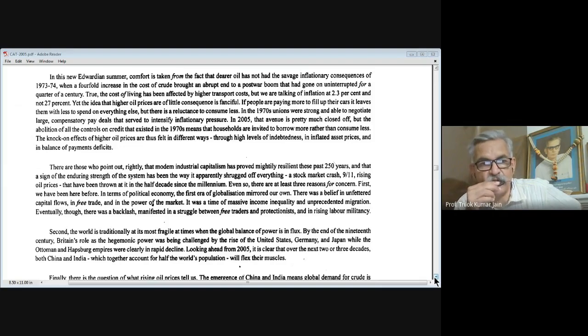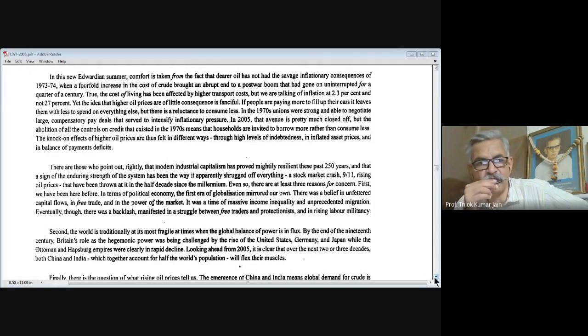There are those who point out, rightly, that modern industrial capitalism has proved mightily resilient these past 250 years, and that a sign of the enduring strength of the system has been the way it apparently shrugged off everything: a stock market crash, 9/11, the rises in oil prices that have been thrown at it in the half decade since the millennium. Even so, there are at least three reasons for concern.